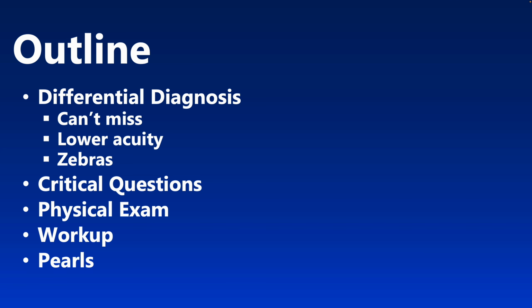Let's jump into it. So this is going to be the outline for these sub-I series videos. We're going to start with the chief complaint, and immediately we're going to jump into the differential diagnosis. This is, of course, the bread and butter in emergency medicine. This is what you're going to be asked about on your away rotation. So we're going to start right there. We're going to talk about the can't miss diagnoses that you need to know for these chief complaints, some of the lower acuity differentials, and of course, we got to throw in some of the zebras to make sure that you guys are aware of those as well.